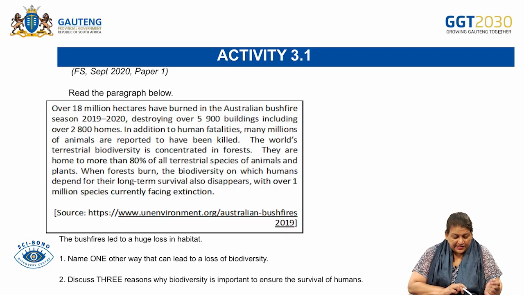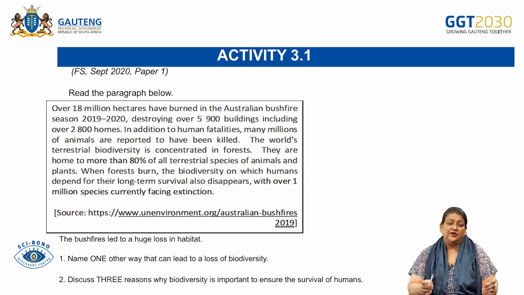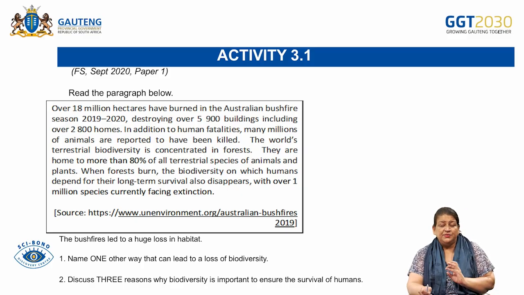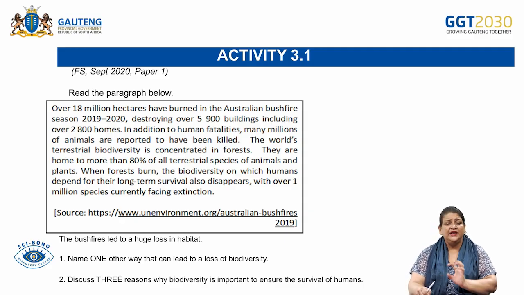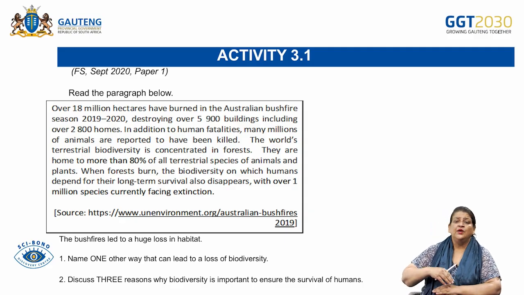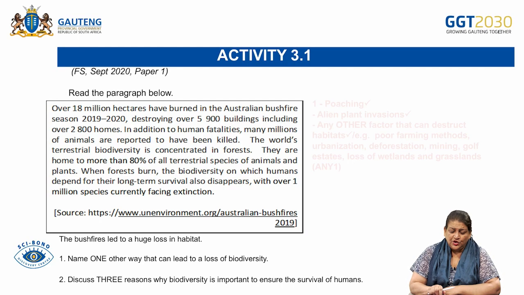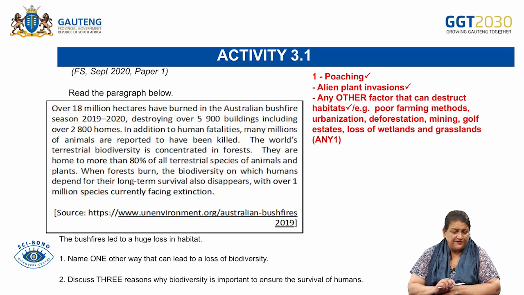So let's see, learners. Name one other way that can lead to loss of biodiversity. So besides deforestation and burning, what else can reduce our biodiversity? It is when we are poaching. When we are killing the rhinos for their horns and the elephants for their tusks, it means that they will become extinct. You will no longer see them in real life. You'll only see them in a picture. So that is poaching, and alien invasions as well.